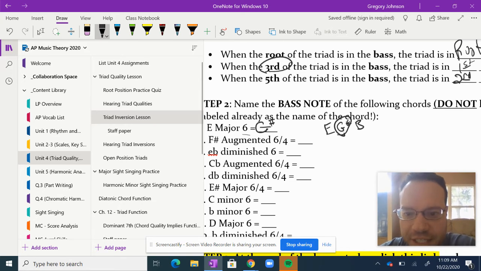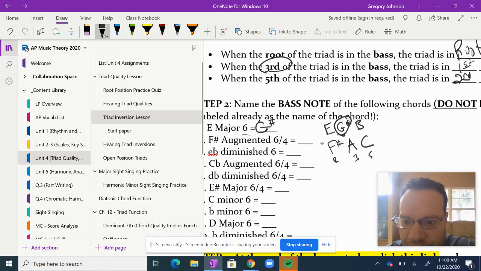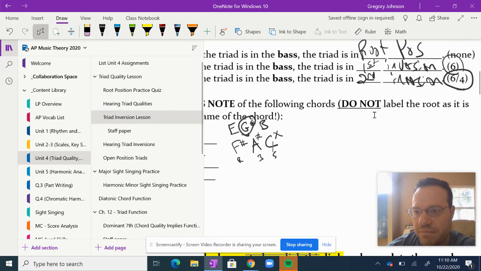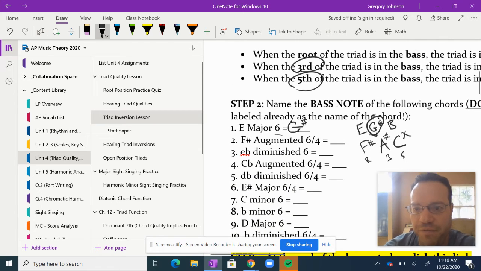F sharp augmented 6/4. So the F sharp would be the root. Augmented 6/4, so we need F sharp, A sharp, C double sharp. This is the root, this is the third, this is the fifth. F sharp to A sharp is a major third, and we need an augmented fifth between F sharp and C double sharp, which creates a major third between the root and the third and an augmented fifth between the outer voices. A 6/4 chord means it's in second inversion, which means the fifth of the chord is in the bass. So for F sharp augmented 6/4, the bass note would be C double sharp.